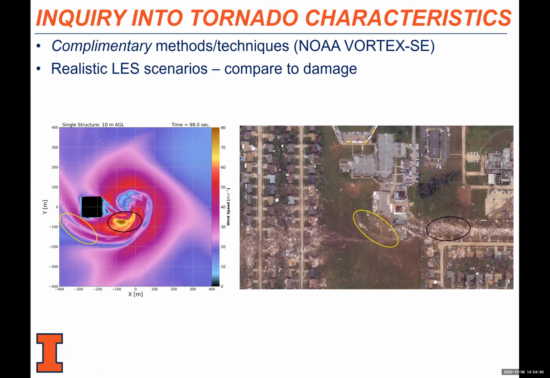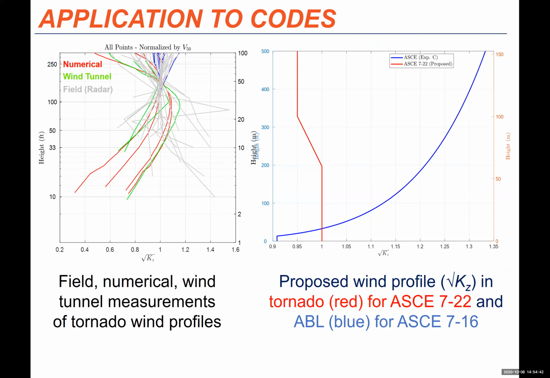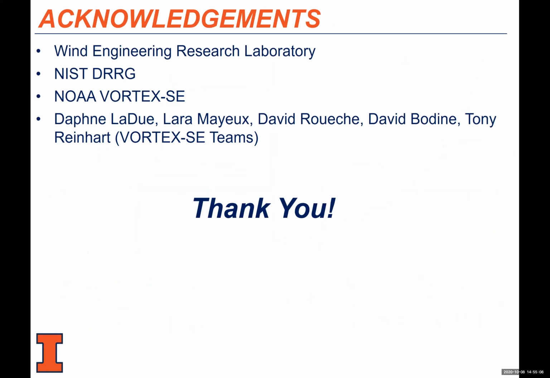And so just to close, an application to codes and standards, I showed these tornado profiles in the very first slide. We have used this information. I was on the Tornado Task Committee for ASCE 7-22, and we developed a proposed wind profile for tornadoes, shown here in red, and compared to a traditional boundary layer profile that's in ASCE 7-16 currently. So we're doing a lot of work that's really the spectrum of tornado research right now. And that's it. Thanks to everybody, my students especially, for making this work happen.